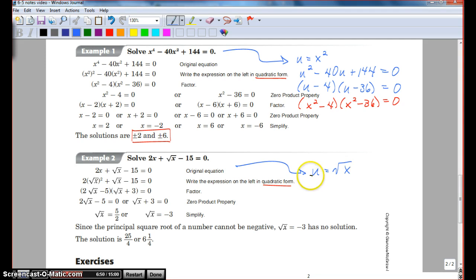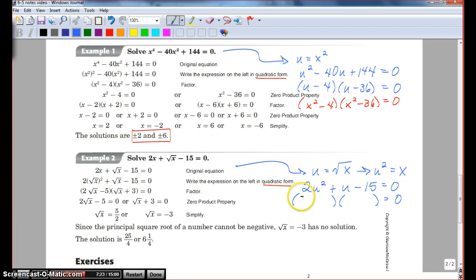So then if I rewrite my original problem, instead of using square root of x, I'll use u. So I've got 2 u squared. Because if I were to square both sides of this equation, I'd have x squared equals, or excuse me, u squared equals x. So 2u squared plus u minus 15 equals 0. Okay, there's a good chance that this is factorable.